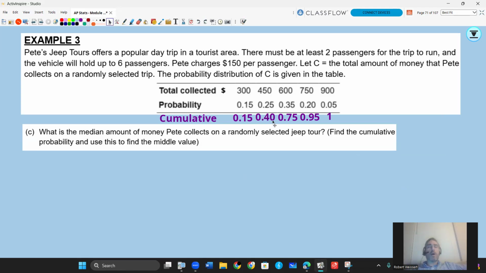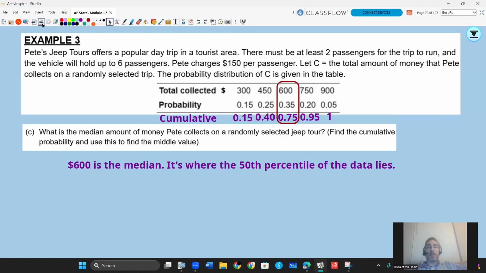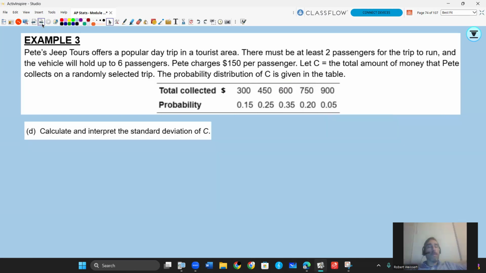So I know that above 40 and below 75 would be somewhere in the 50th percent. So it's going to be right at the 600. And we would say 600 is the median. It's where the 50th percentile of the data lies.